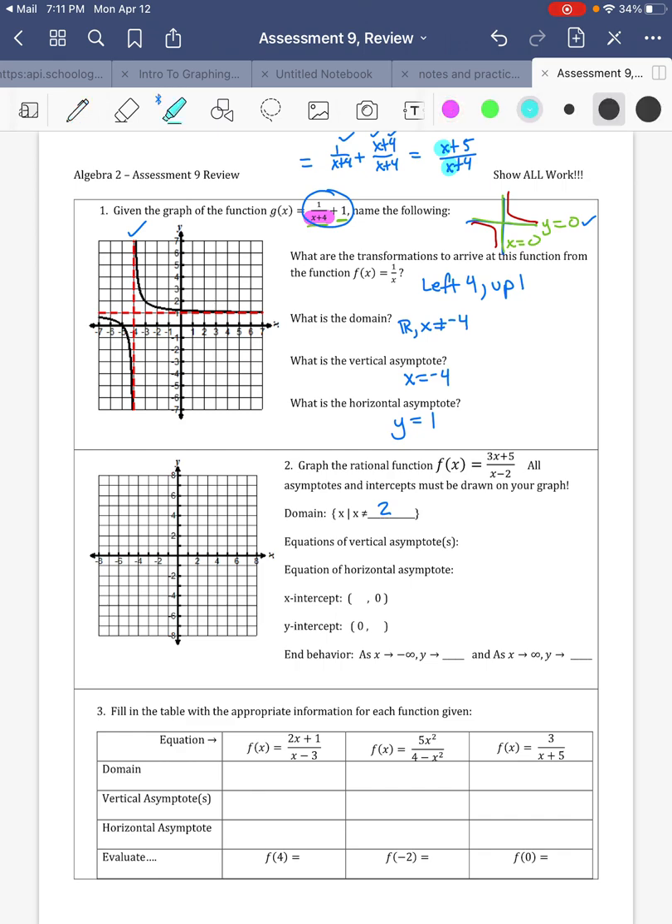All right, so down below here, the domain, x cannot be 2, because that would cause the denominator to go to 0 right there. The equation of the vertical asymptote is the same thing. X equals 2 is your vertical asymptote.